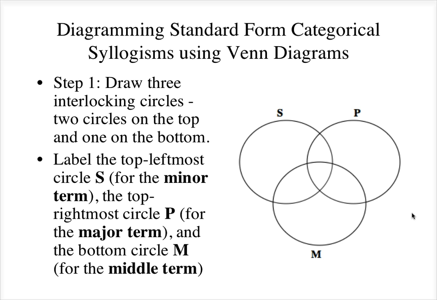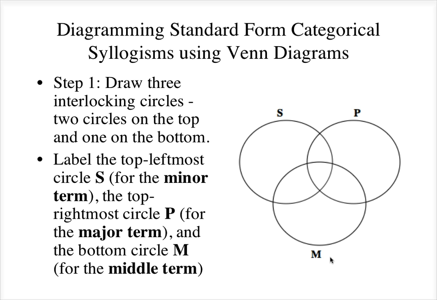Okay, so the first step is to draw these 3 interlocking circles, 2 circles on the top and 1 on the bottom. And we're going to label the top leftmost circle S for the minor term, the top rightmost circle P for the major term, and the bottom circle M for the middle term.